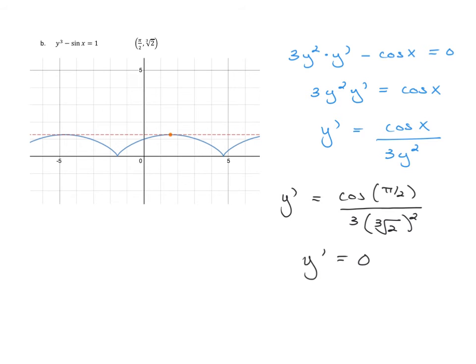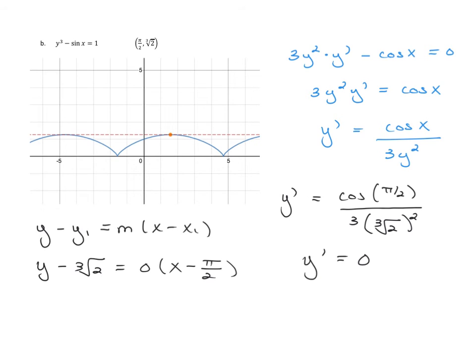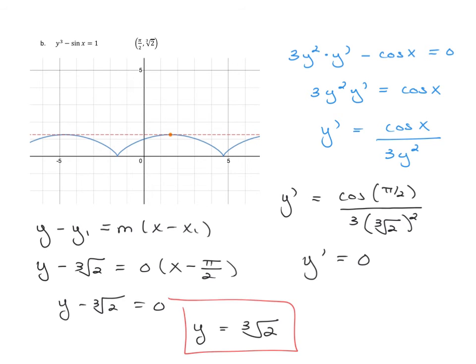If I want the equation of the line, I'm going to use the point slope form for the equation. My y value is the cube root of 2. The slope is 0, and my x value is pi over 2. This entire side is 0. So if you solve for y, you get that y is equal to the cube root of 2. And that's the answer to this part.